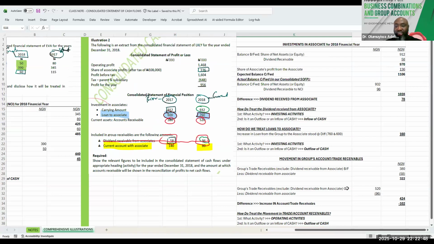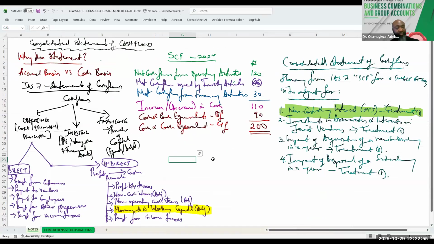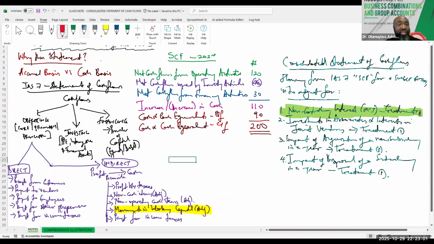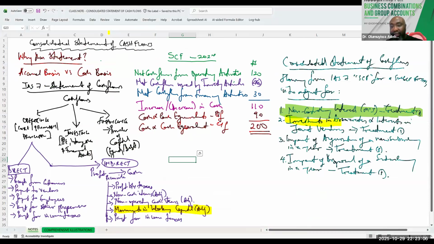Now, that means we've crossed two items out of the four. The first one is the treatment of non-controlling interest. The second one is how we treat investments in associate or joint venture and the associated transactions in that. Any question?